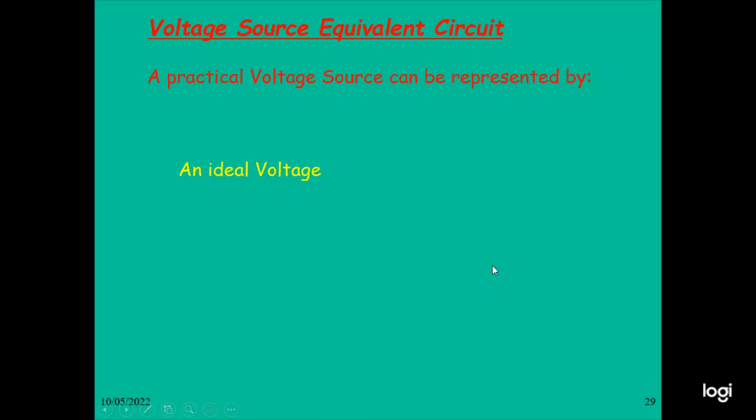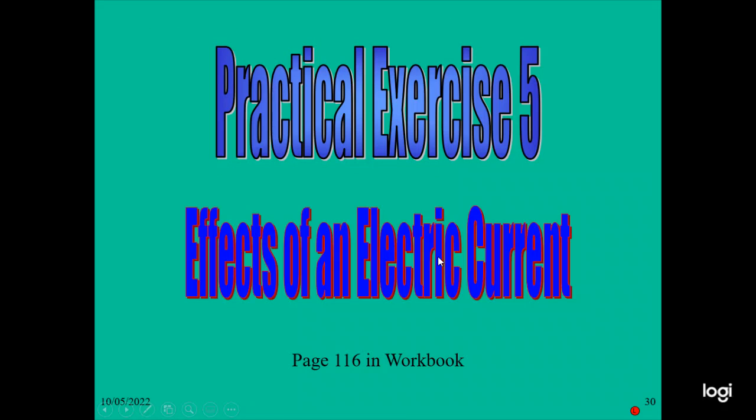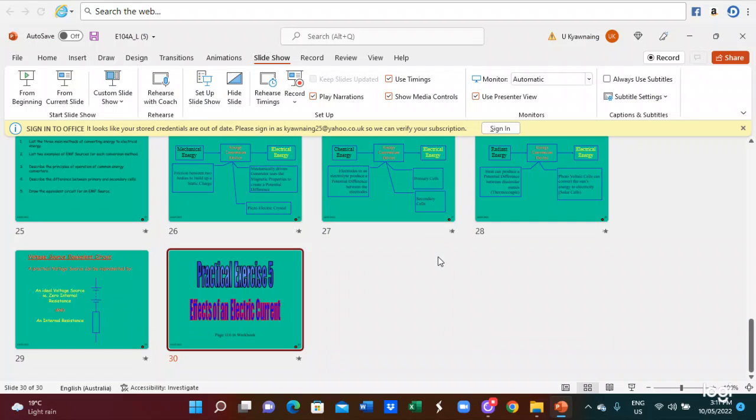So now we're talking about the voltage equivalent source. The ideal voltage source has zero internal resistance, and this is the diagram. The source with internal resistance is this one. So that is the effect of the basic current.